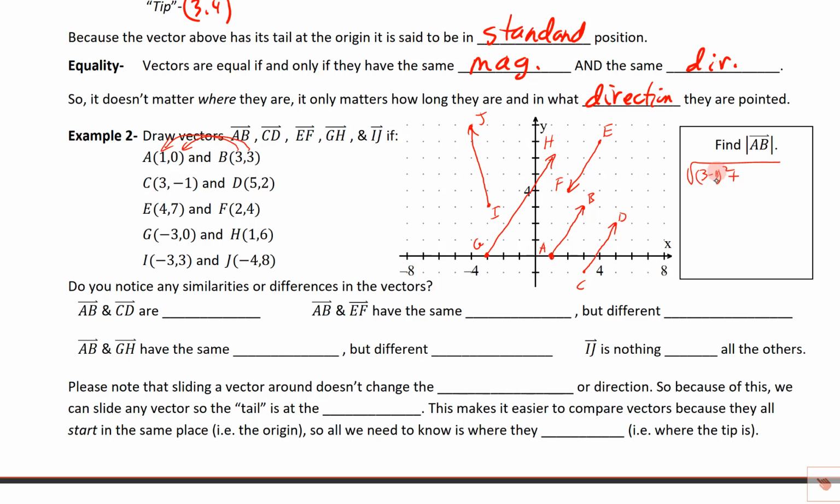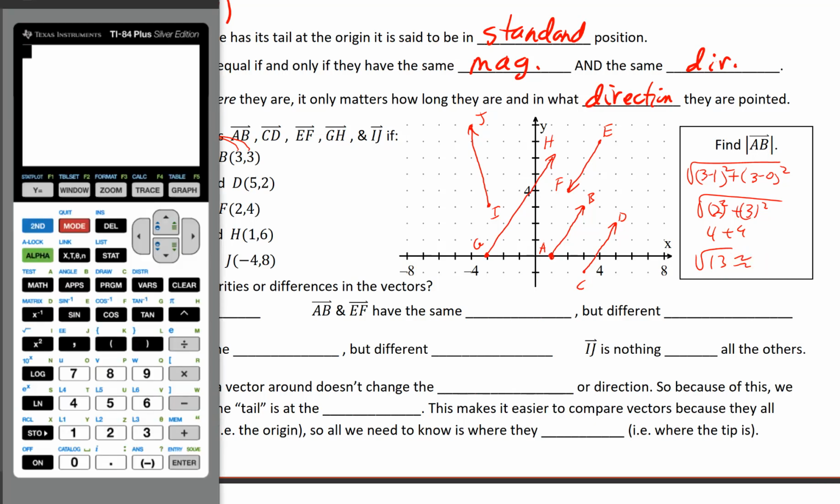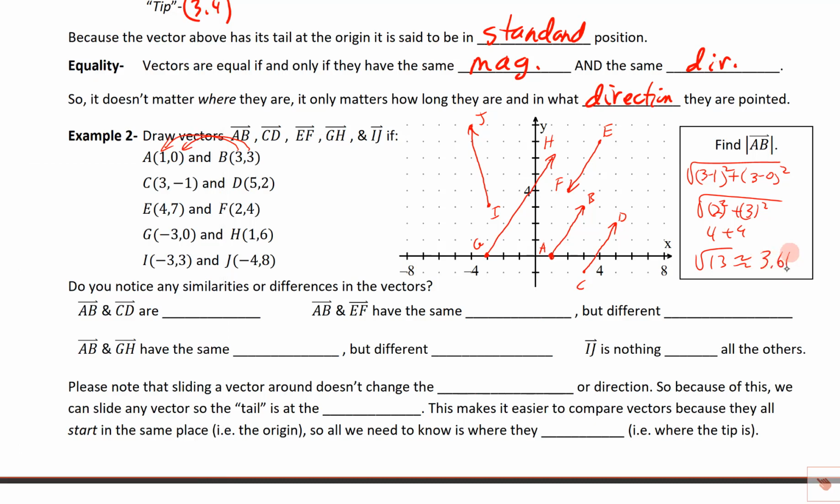So this is going to be plus, let me make that look a little bit better. So this should be a 3 minus 1 quantity squared, and then y2 minus y1, that's 3 minus 0 quantity squared. So we've got 2 squared plus 3 squared. So that's 4 plus 9, and we get the square root of 13, which would be roughly, let me just pull the calculator up really quickly, second square root, 13, about 3.61. So 3.61. Okay, so that's how long AB is.